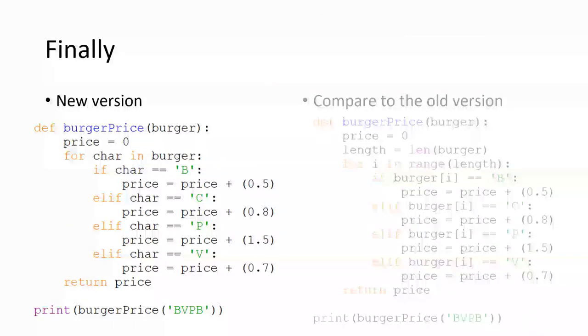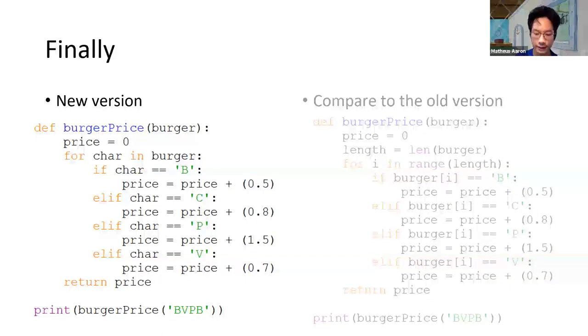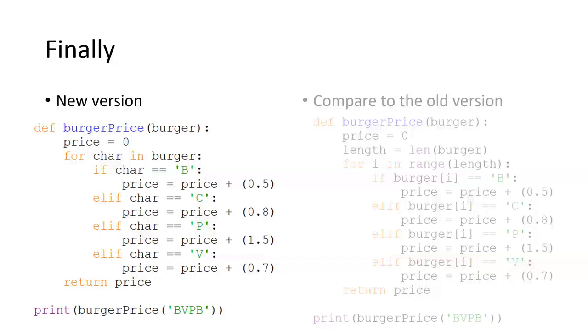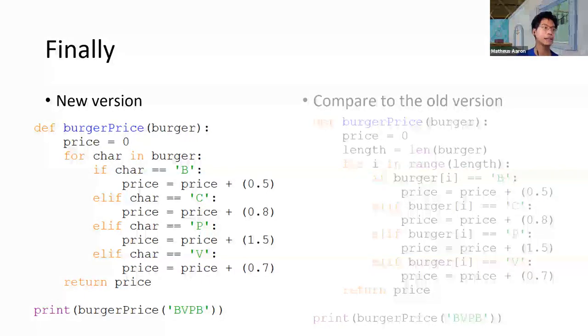All right, thank you. One more question. The burger is actually the location in this case. So for char in burger, char will be iterated through B, B, P, and B.